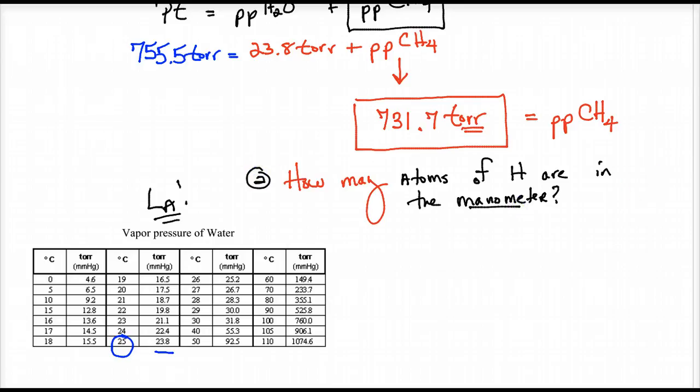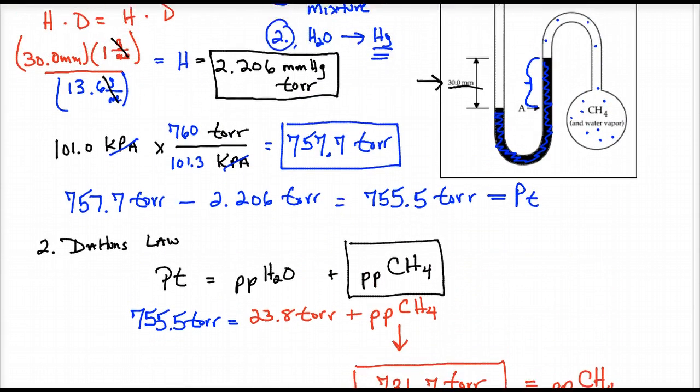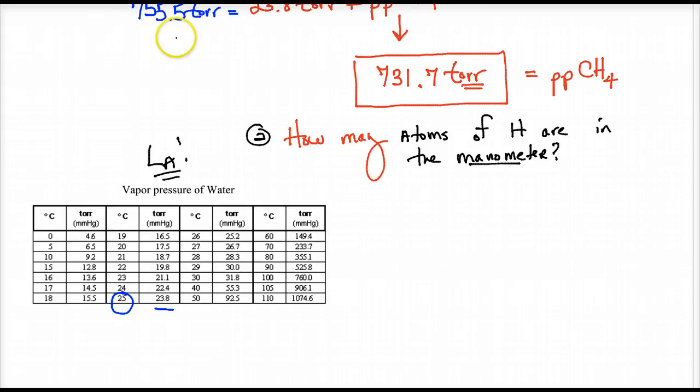Not sure. Well, because I'm asking for how many atoms, I know I need to go to moles here, but gosh darn it, I only have partial pressures. So how do I go to moles? Well, we know, party people, that PV equals nRT, right? So that means n is equal to PV over RT. And we could solve for the moles of H. Now, careful, careful, careful.